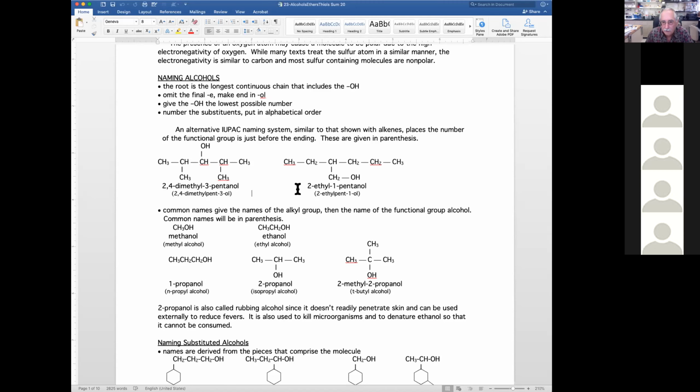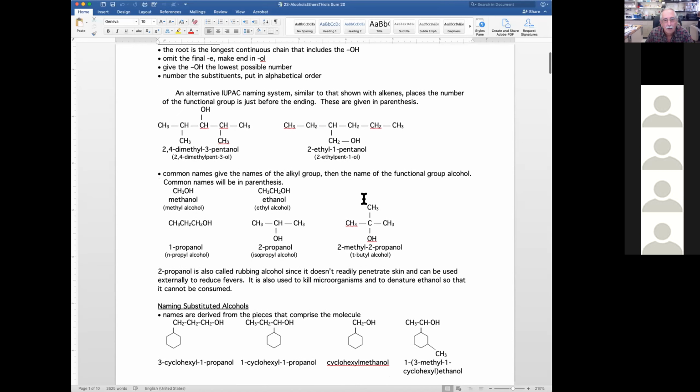So here's another one. The longest continuous chain has to include the alcohol. So 1, 2, 3, 4, or 1, 2, 3, 4, 5. So it's going to be pentanol. This would be carbon number 1, so 1 pentanol. And then this would be the alkyl group, right? Which would be 2 ethyl.